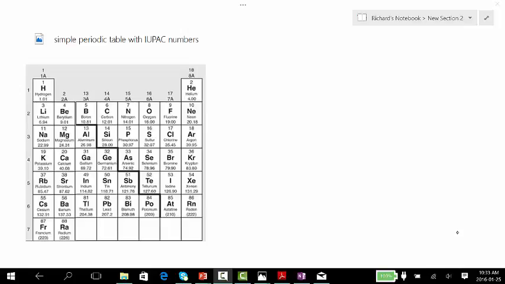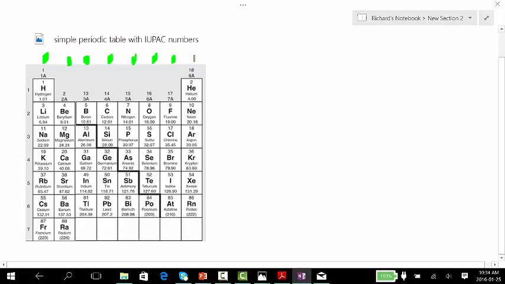After folding the periodic table along the dotted lines, you end up with a simplified version of the periodic table. Notice that this simplified version of the periodic table has 8 columns. 1, 2, 3, 4, 5, 6, 7, 8. Also notice that there are some numbers on the top of each column. The numbers with the capital letter A after them are the numbers that we are interested in. The other numbers, the 1, the 2, 13, 14, 15, etc., are numbers assigned by the International Union of Pure and Applied Chemistry. I'm just going to get rid of those.